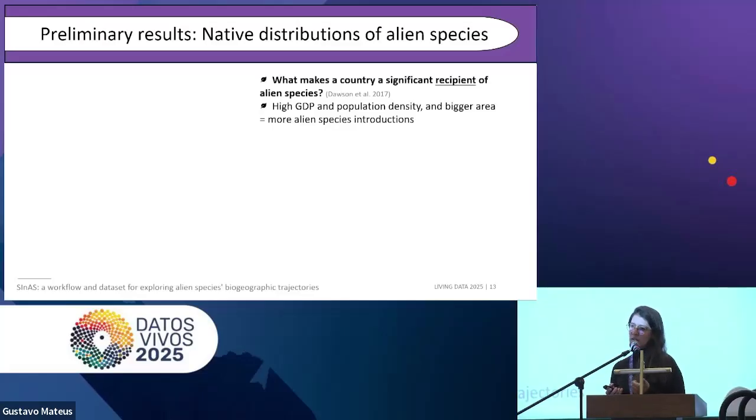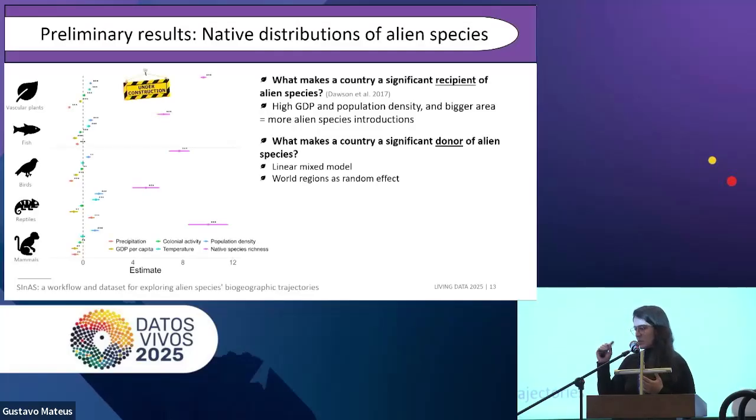And they found that high GDP, high population density, and bigger areas mean more alien species introductions. So we asked the same question about the native distributions. So what makes a country a significant donor of alien species? For this, we built a linear mixed model. And this is very preliminary, so please take it with a pinch of salt.